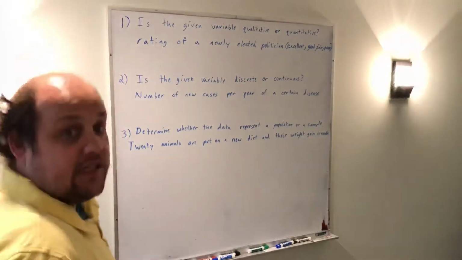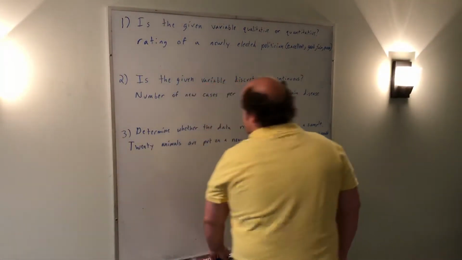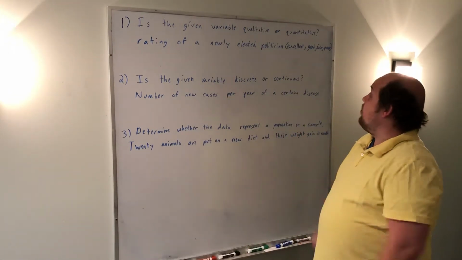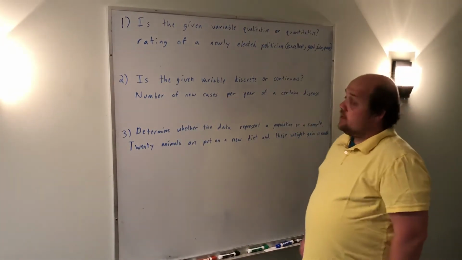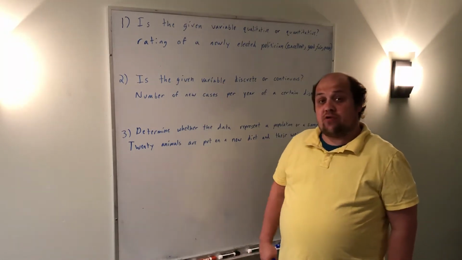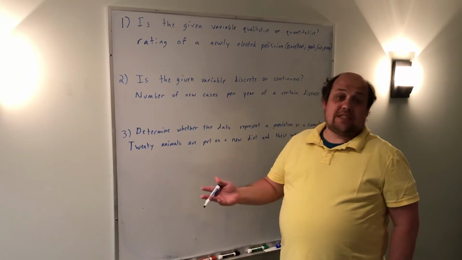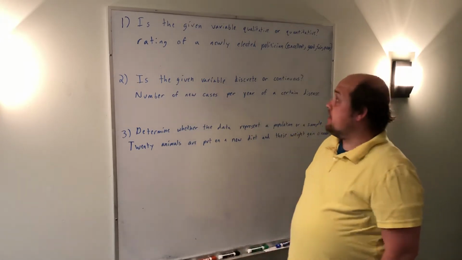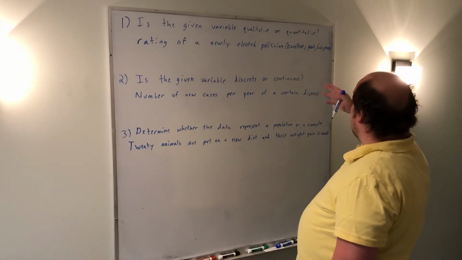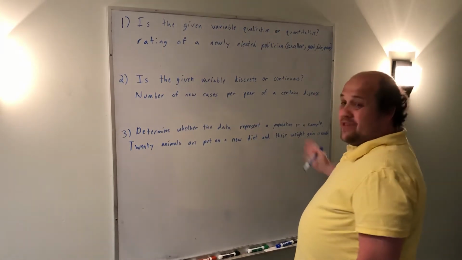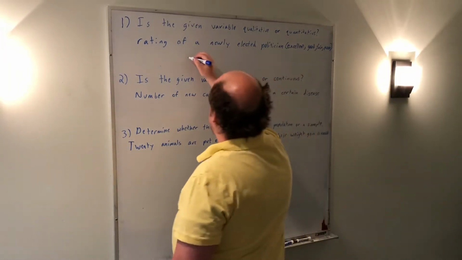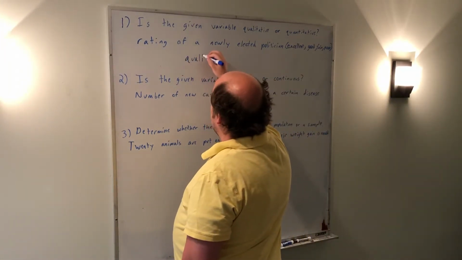The sample test begins with questions that you would have seen, section 1.1. The first one asks, is the given variable qualitative or quantitative? Remember, that means we need to say, does there have a naturally occurring numerical scale beneath it, or is it something that I can just put into categories? Here, the rating of a newly elected politician, I can put into excellent, good, fair, poor, but there's no numerical scale underlying it. For that reason, this would be a qualitative variable.